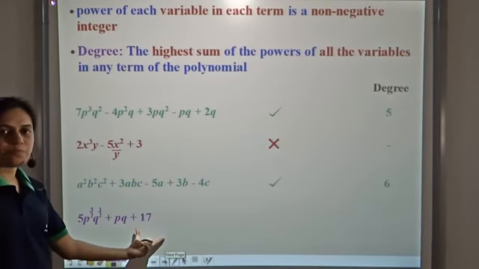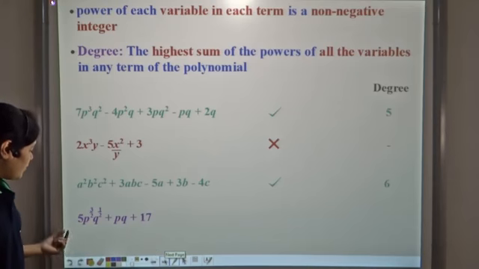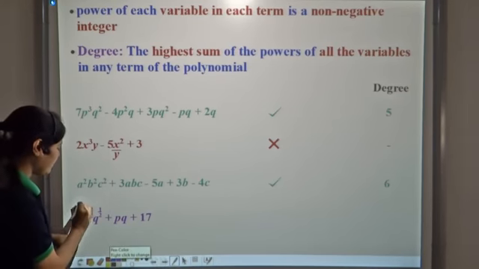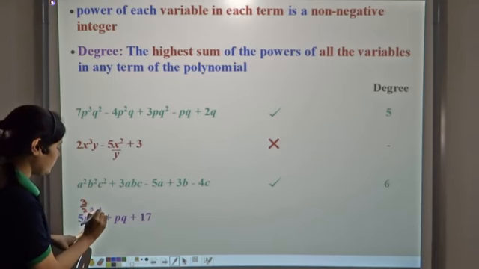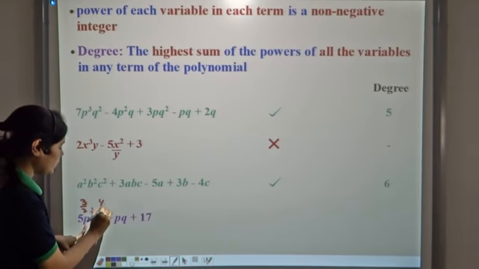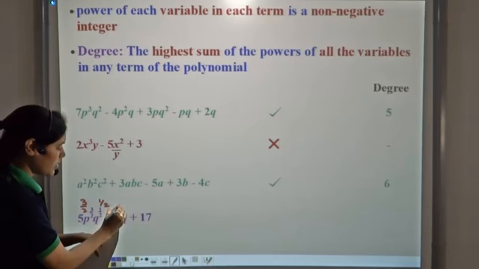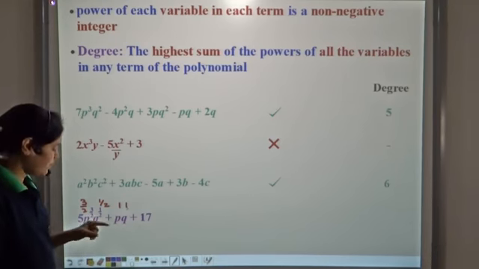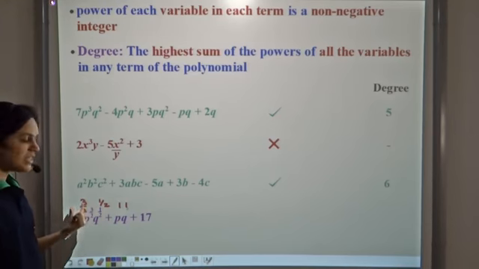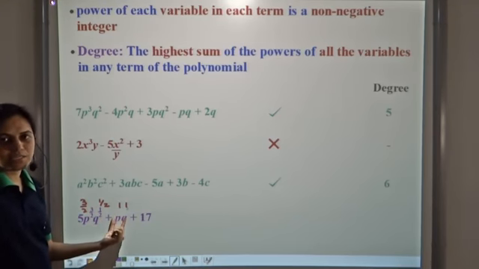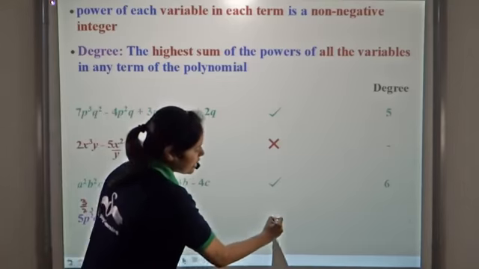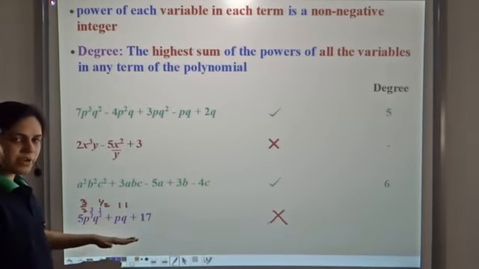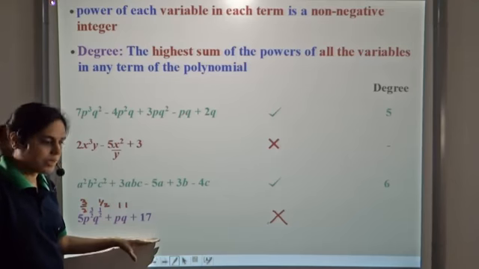Now let us look at this expression. In this expression, the power of p is 3 by 2. The power of q is 1 by 2. The power of p here is 1 and q here is 1. So the powers of variables are not integers. Hence, it does not qualify as a polynomial. So this expression is not a polynomial.